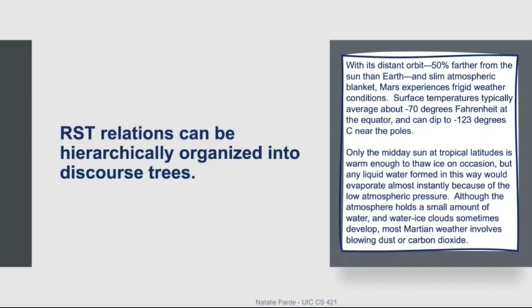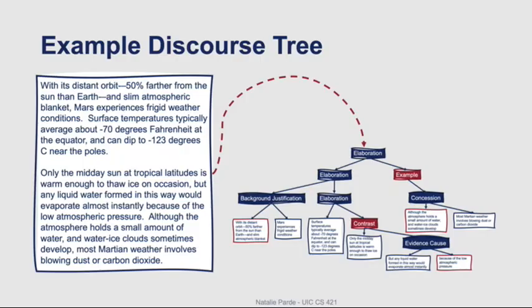Relations in rhetorical structure theory can be hierarchically organized into discourse trees, which allows us to capture important argumentation patterns. For example, if we start with a text here, we could convert it to the hierarchical discourse tree that you see here. For example, we can see that there's a top-level elaboration, which is composed of an elaboration and an example. The example is itself a concession, which can be broken down into a satellite and a nucleus.